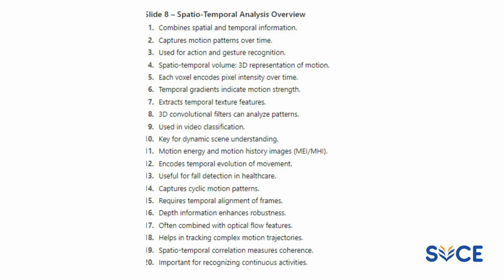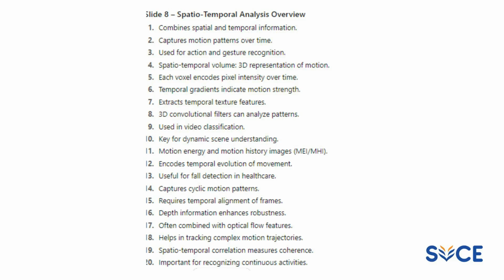Here, dynamic texture modeling treats a moving region like water, smoke, or a crowd as a spatio-temporal texture, which analyzes the pattern statistically over space as well as time. STIP, the spatio-temporal interest points, detect the points in videos where motion and spatial structure change significantly, useful for action recognition and event detection.